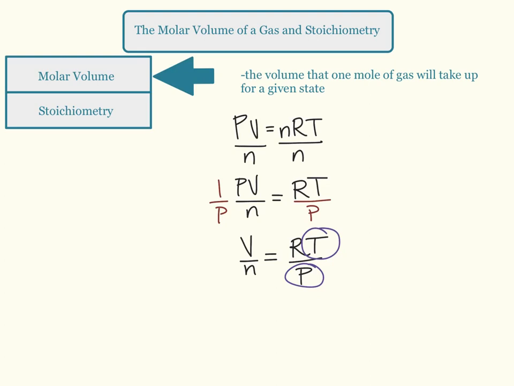For many first-year chemistry gas problems, we consider situations at standard temperature and pressure, which is frequently shortened to the abbreviation STP. At this state, the temperature is always assigned as 273 Kelvin, and the pressure is assigned as 1 atm.